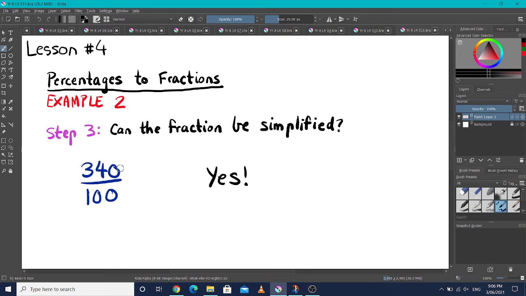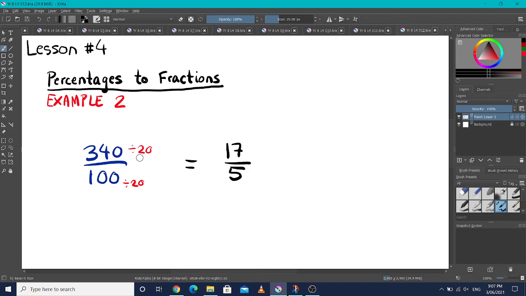So 340 over 100, you can see zeros at the end, so already we're thinking, yes, there are some common factors in there, so we can simplify this fraction further. And the highest common factor for this fraction is 20. So both the numerator and the denominator will be divided by 20, which gives us a new improper fraction of 17 over 5.